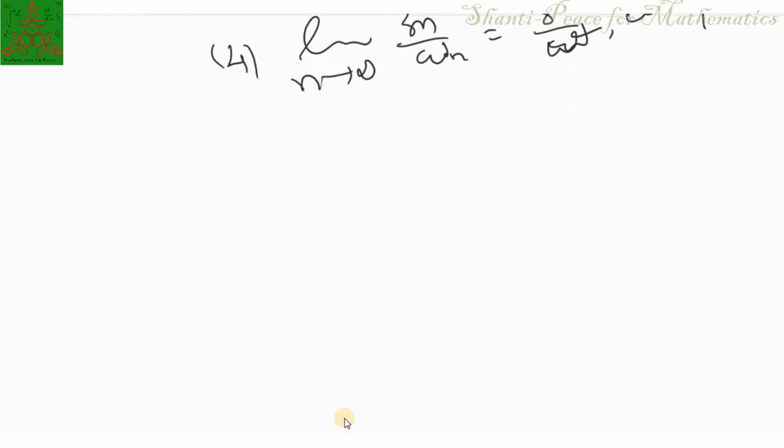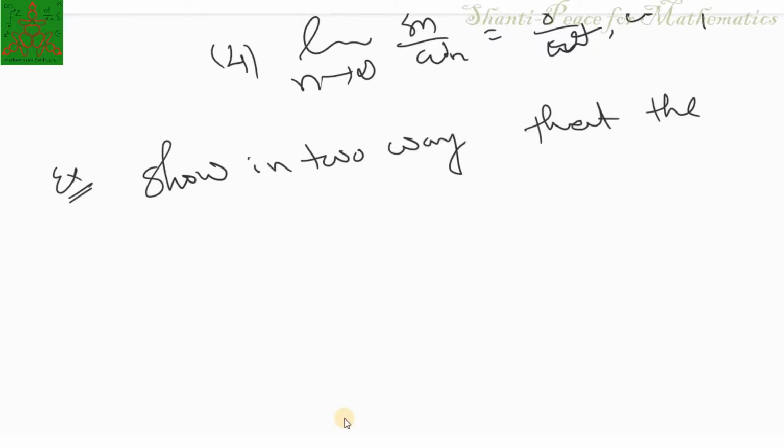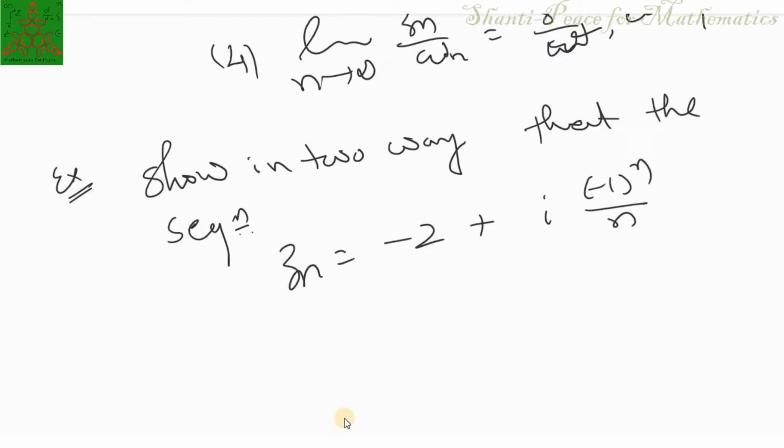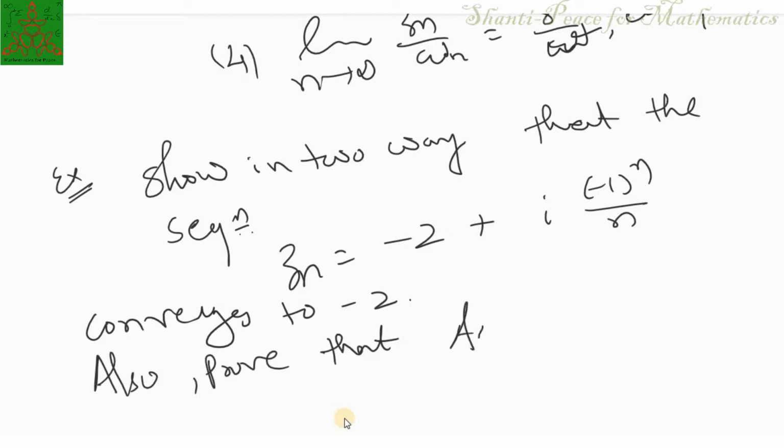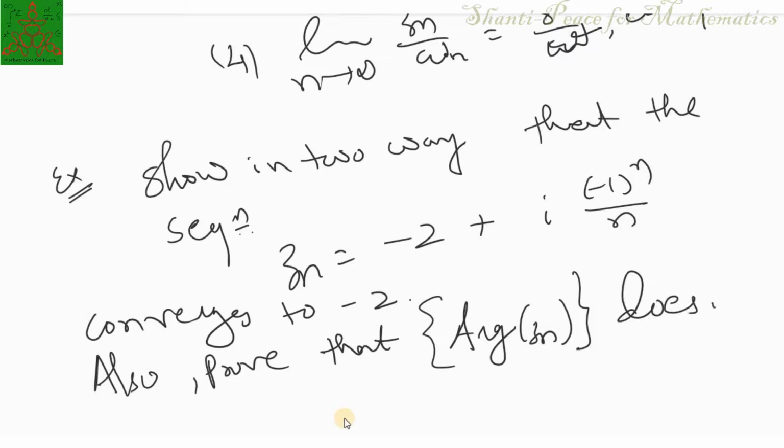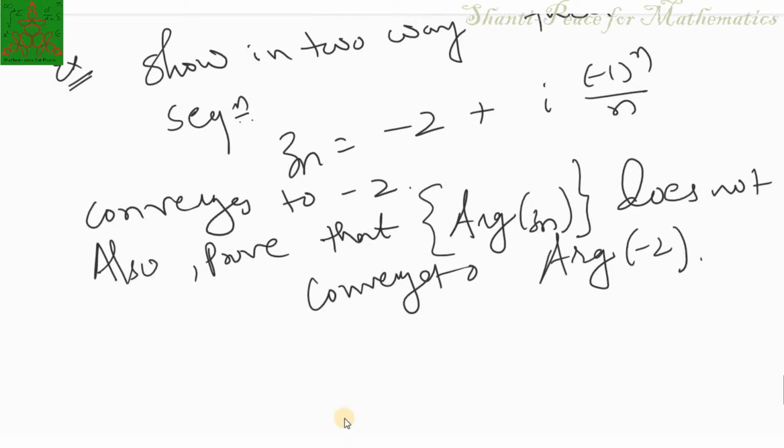Now we'll have an example. Show in two ways that the sequence Zn equal to minus 2 plus i times minus 1 raised to n upon n converges to minus 2. Also prove that the principal argument of Zn does not converge to the principal argument of minus 2. So that is the statement.